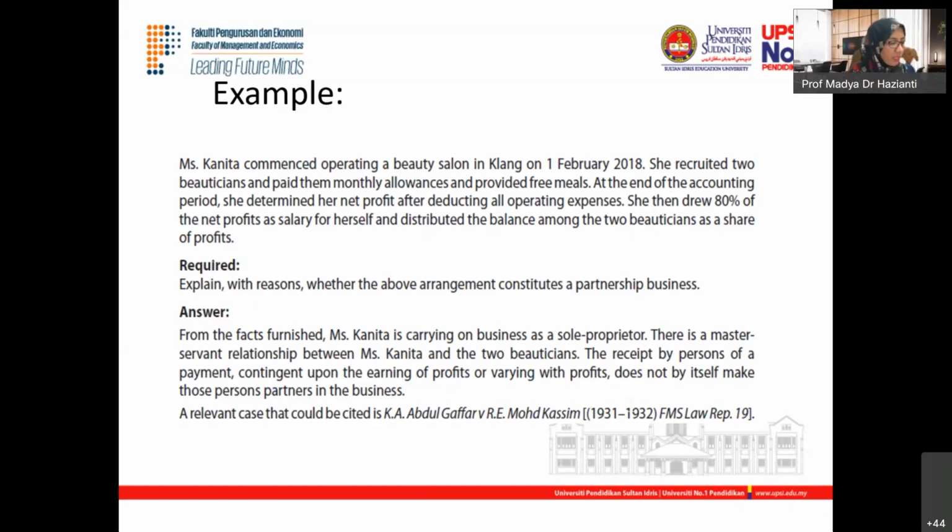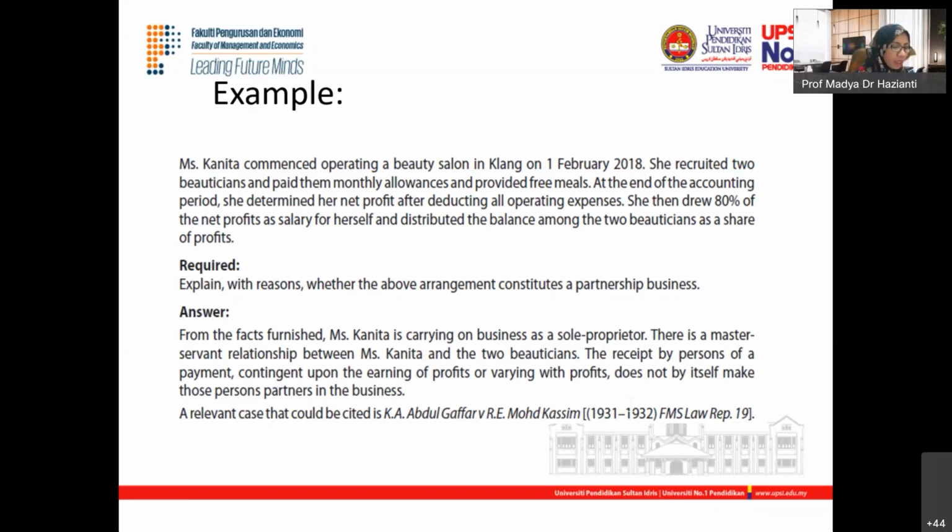So here we have Miss Kanita. She operates a beauty salon in Klang. She recruited 2 beauticians and paid them monthly allowances and provided free meals. At the end of the accounting period, she determined her net profit after deducting all operating expenses. She then drew 80% of the net profits as salary for herself and distributed the balance among the 2 beauticians as a share of profits. So you have to explain with reasons whether the above arrangement constitutes a partnership business.